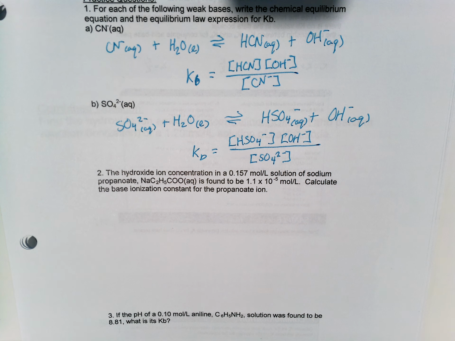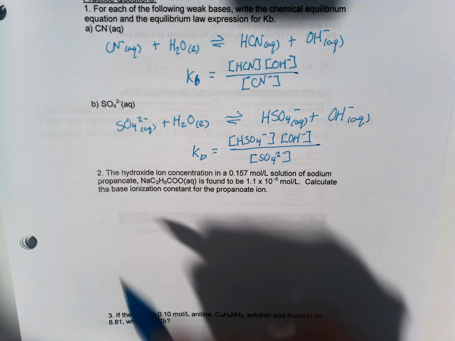If we need to find our KB, we can use our data booklet, go KW divided by our KA to then find our KB, if it has our KA, sometimes we won't have that information. Okay, next question. So the hydroxide ion concentration is 0.157 moles per liter for a solution of sodium propionate. Okay, is found to be 1.1 times 10 to the minus 5 moles per liter. Calculate the base ionization constant for the propanoate ion.